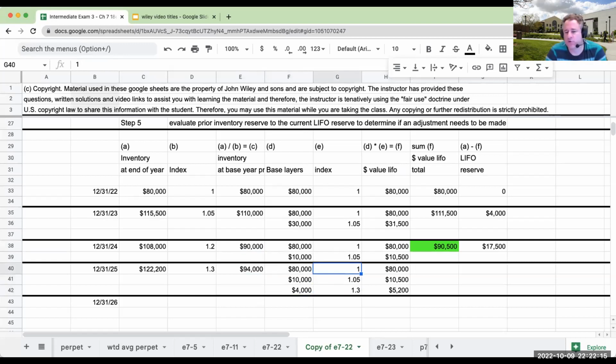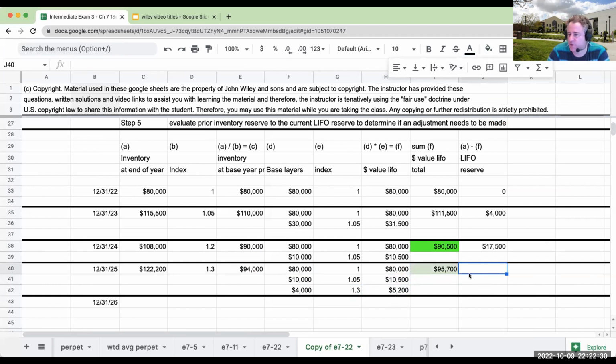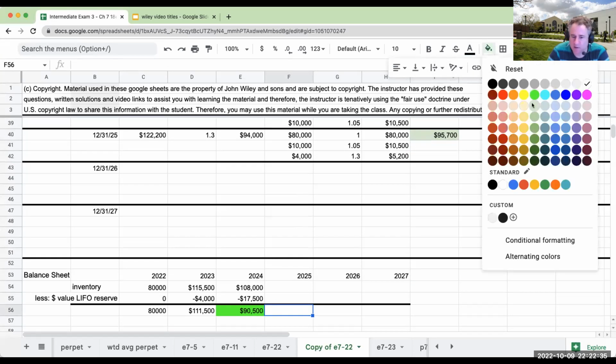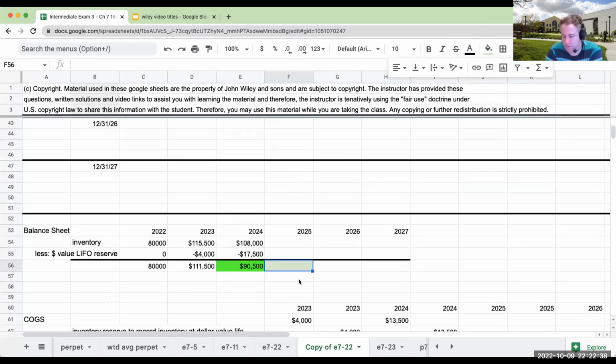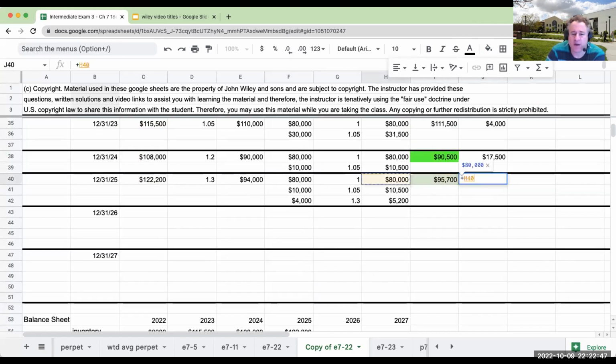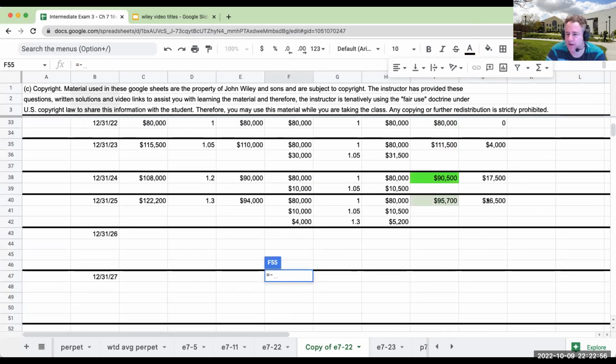So over here, I'm now going through. I've got 1 at the 80,000, 1.05 at the 10, and 1.3 at the 4. So over here, my inventory under dollar value LIFO is going to be 95,700. So if this is what my ending inventory needs to be on my balance sheet, and my inventory pre any kind of adjustment was 122, then the amount I'm going to need for my reserve is going to be 26,500. So over here, we've got 26,500.